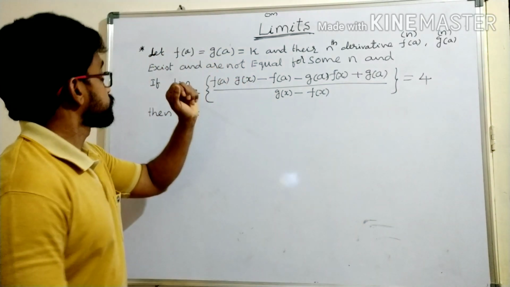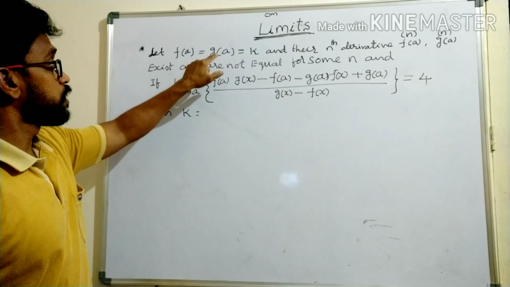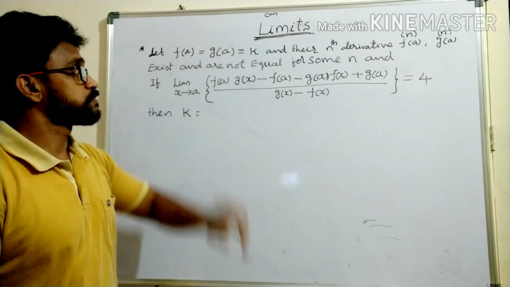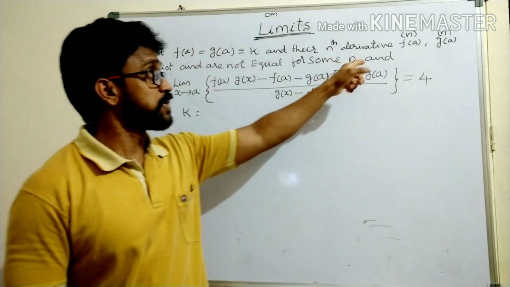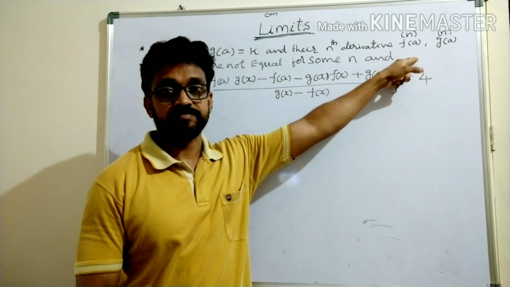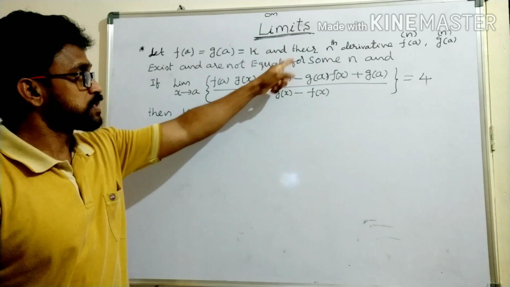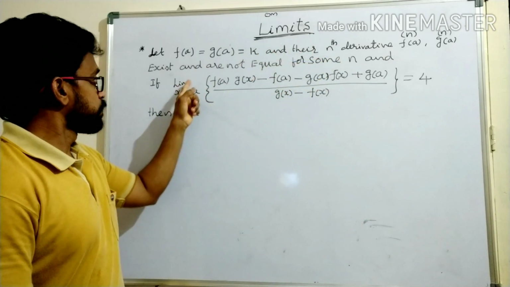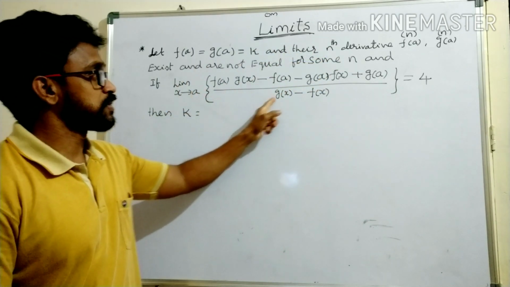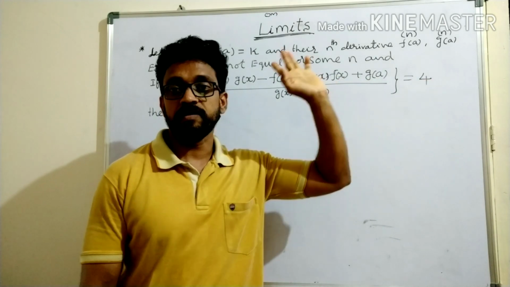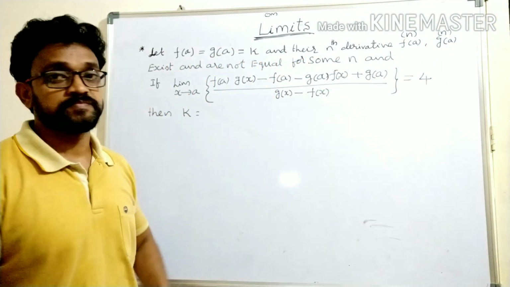Observing this question, let f(a) = g(a) = k, and their nth derivatives exist and are not equal for some n, and the limit as x tends to a of this function is 4. Then find the unknown value k.